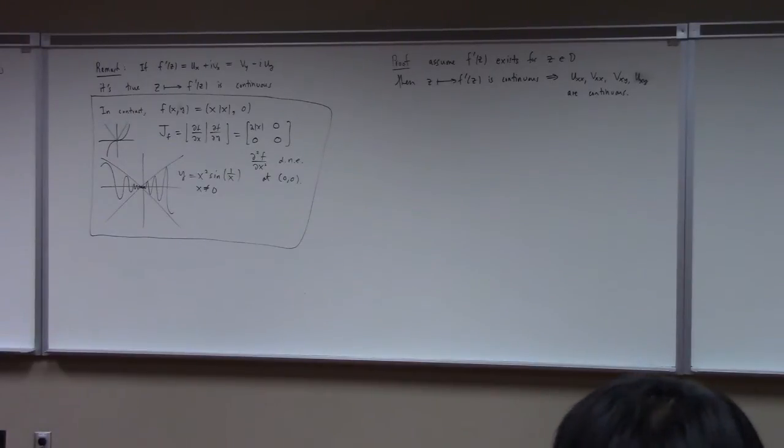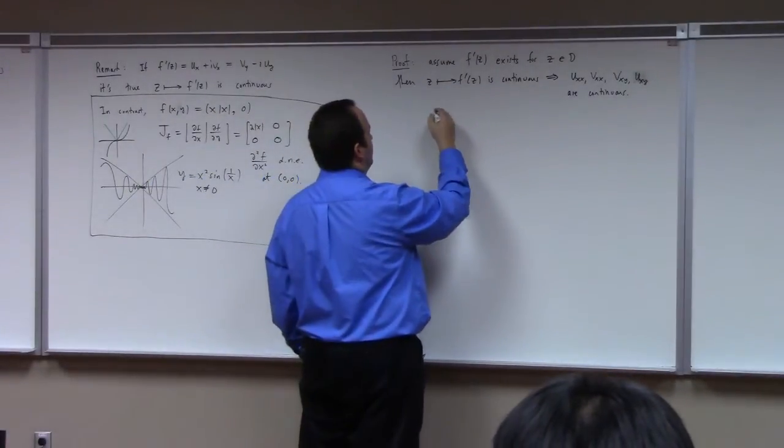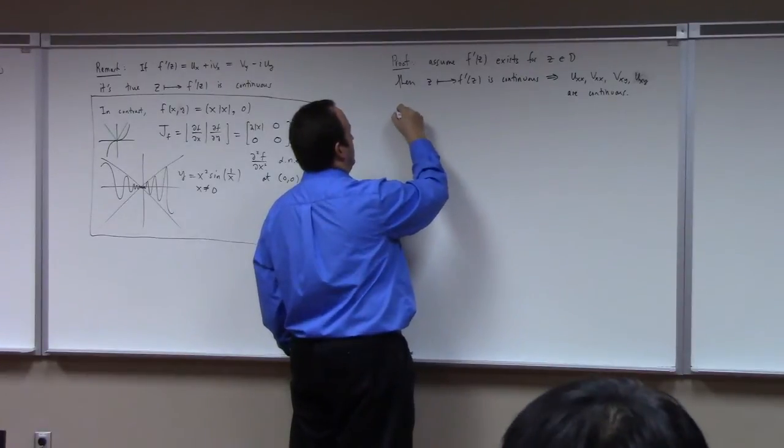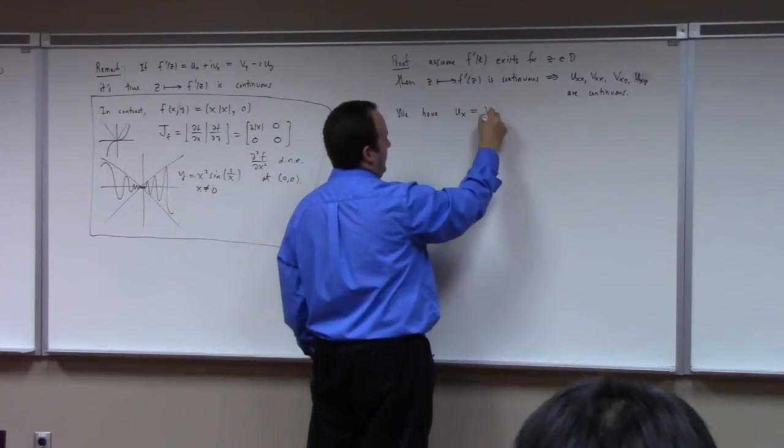All right? So getting back, we're assuming that f is holomorphic on a domain D, right? Which means f prime of z exists at each point. At each point, there's some open set in which f is complex differentiable. And then what are we trying to show? We're trying to show that u and v are harmonic. So what do we know then? We have what? u_x is equal to v_y.